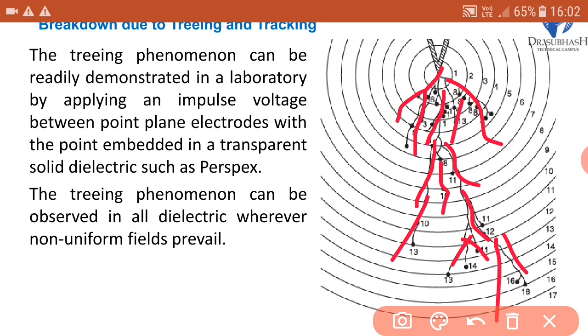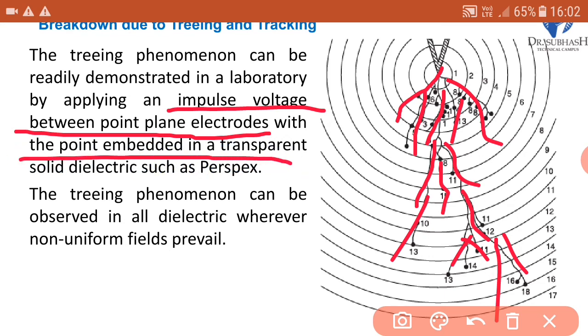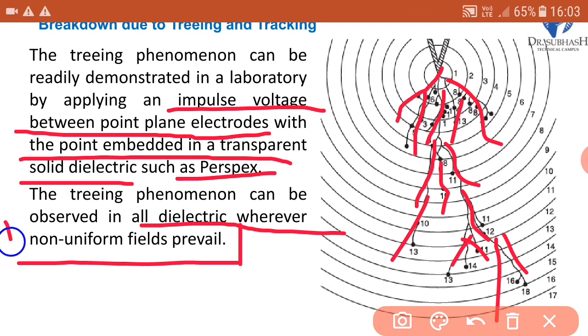The treeing phenomenon can be readily demonstrated in a laboratory by applying an impulse voltage between point-plane electrodes with the point embedded in a transparent solid dielectric such as perspex. The treeing phenomenon can be observed in all dielectrics wherever non-uniform fields prevail. It means if there is a non-uniform field, then we can see the treeing phenomenon.